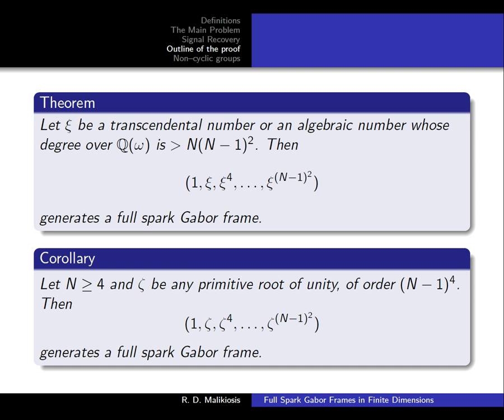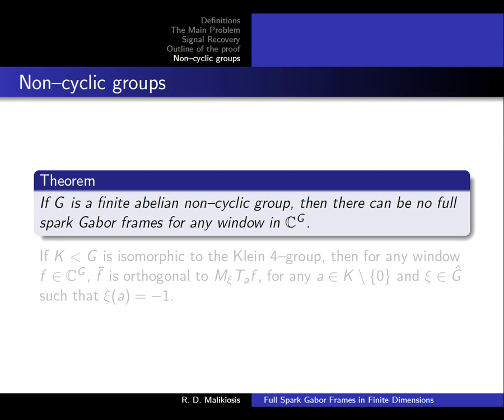So what happens if the translations, or if you want the coordinates of your vector, are not indexed by the cyclic group of n elements, but some other abelian group of order n, and as modulation operators, take the pointwise multiplication by characters of this group? So what happens? And I proved recently that you have exactly the opposite situation.